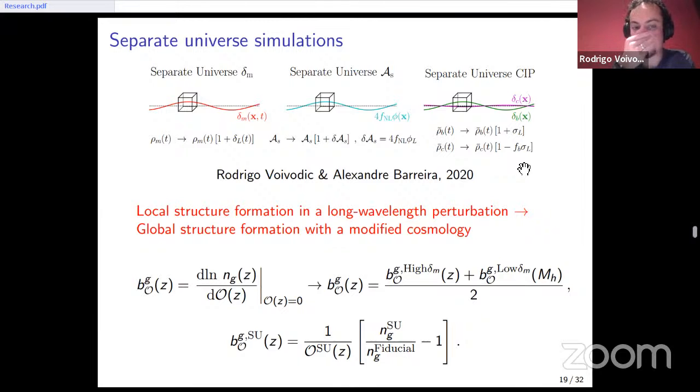And the idea of the separate universe simulations is that the local structure formation in long wavelength perturbations is the same as global structure formation with a modified cosmology. So we can basically remap this change in the background of each field into a change in the cosmology.